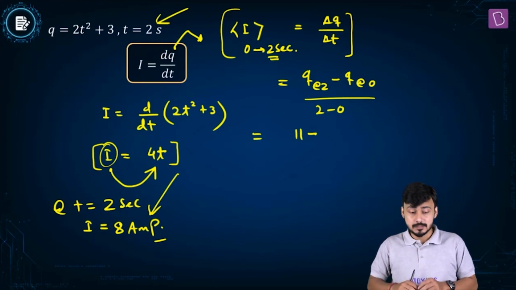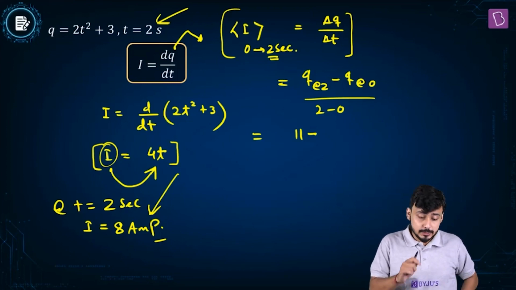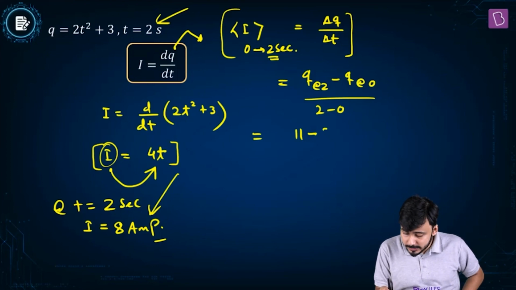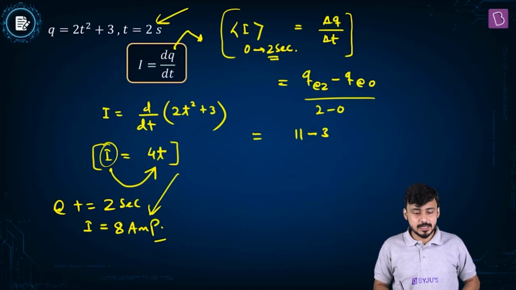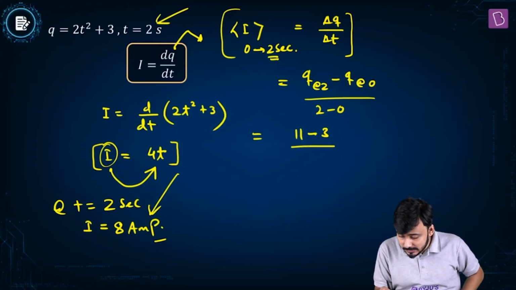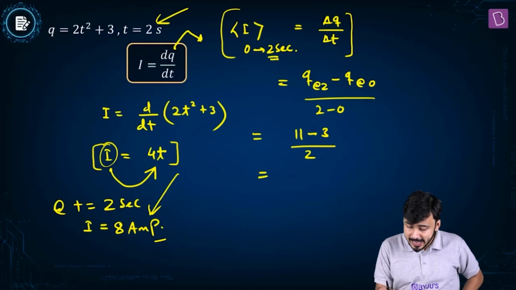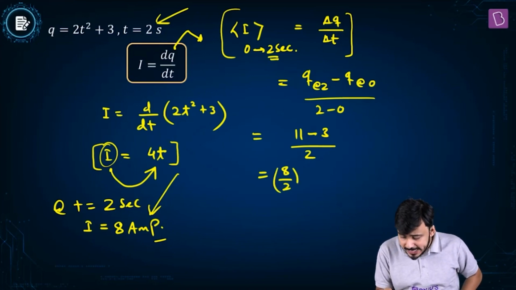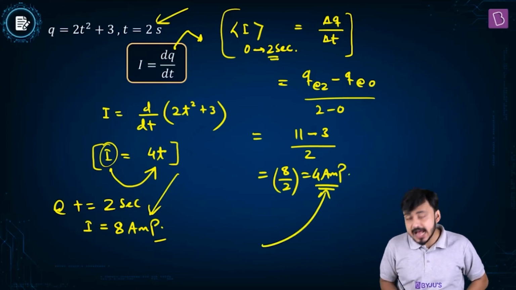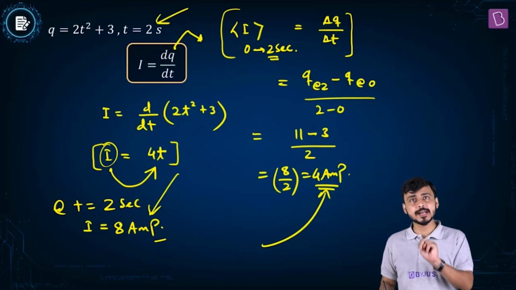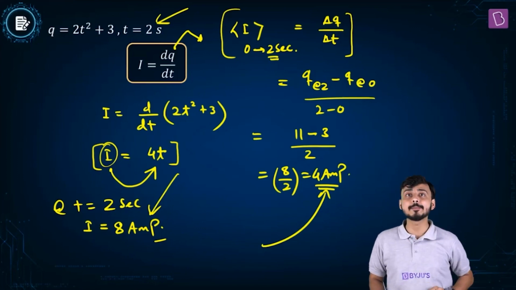What is the charge at 0, right? So at 0, if you put, your charge comes out to be 3, correct? Then the value of average current for 0 to 2 seconds comes out to be 11 minus 3, that is equal to 8 divided by 2, that's equal to 4 ampere. So suppose somebody asks you, what is the average current flown in 0 to 2 seconds? Your answer should be 4 ampere.